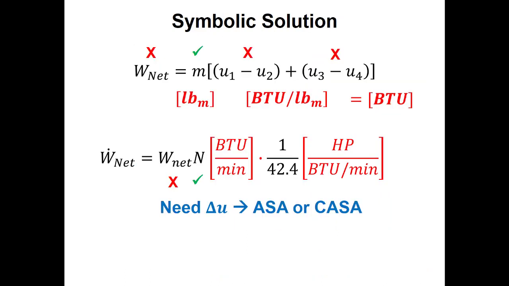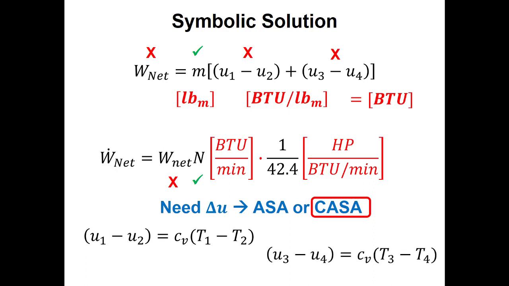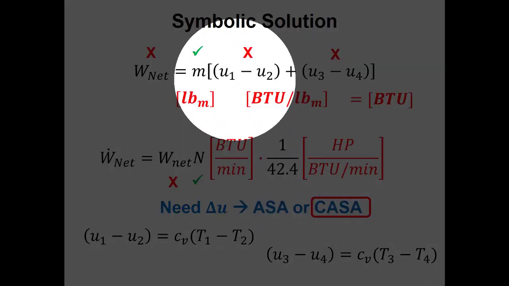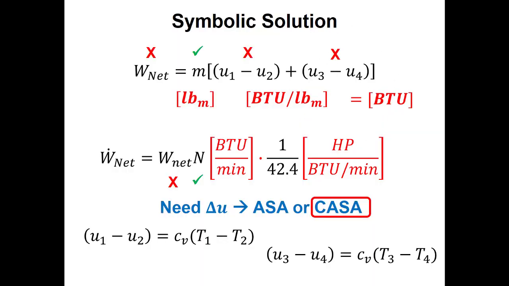But remember, this was a bit of a choose your own adventure when we got to the symbolic solution. I got to pick, am I going to do a variable specific heat problem or a constant specific heat problem, right? So I chose variable specific heat before, but I can also do this problem if I assume specific heats are constant, and that opens up to me equations like delta U is equal to CV times delta T, right? So I can do this for U1 minus U2 and for U3 minus U4.